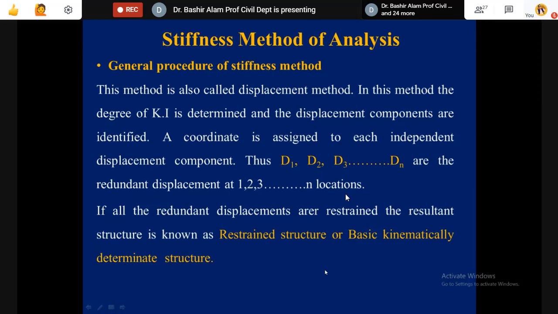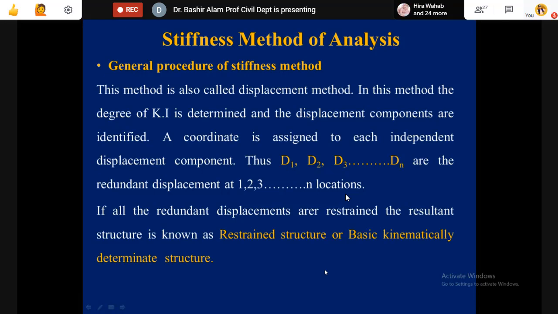Now, if you remember, in the flexibility method we were looking for the statical indeterminacy. Here we are looking for the kinematical indeterminacy. Statical indeterminacy was related to actions, and here it is related to the displacements. There, the unknown actions were designated as ARs, and here the unknown displacements will be designated as Ds, again from displacements.